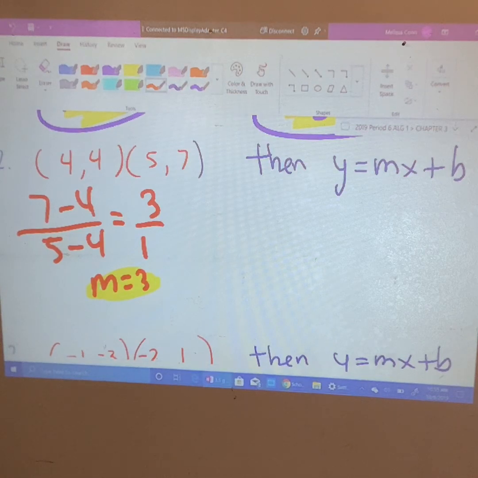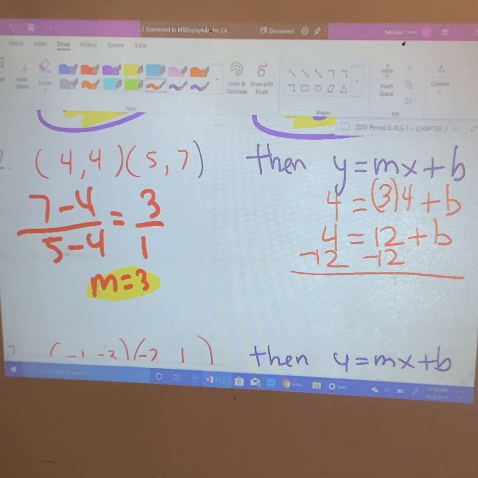I come over here to my 4 letters, y equals mx plus b. I take that 3 and I replace it right there under the letter M. And I have to pick an x and a y. There's 2 of them. Just pick one. It doesn't matter. I think I'll pick the 4 and the 4. Both of them are 4s. So put a 4 here, put a 4 here, keep your b, and let's do the math. 4 equals 12 plus something. If I take away 12 on both sides, I solve for b. Negative 8 equals b.